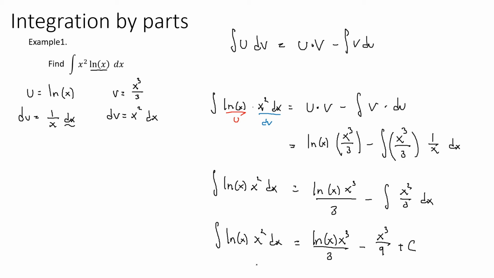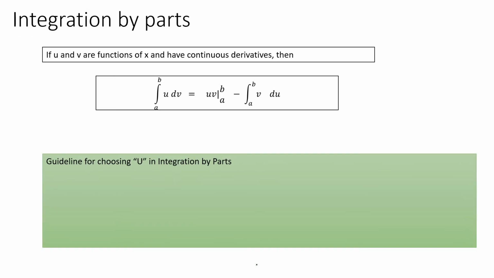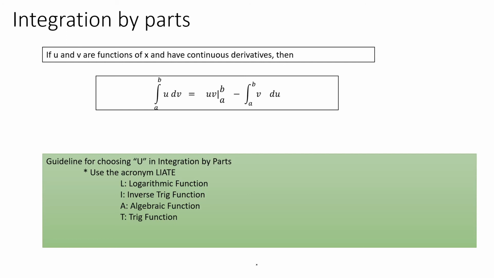So the question I get all the time is, how do you know what to choose your u as and what to choose your dv as? There is a little trick to that, so let's take a look at that. So the guideline of choosing your u in integration by parts, you could use an acronym called LIATE. L stands for logarithmic function, I stands for inverse trig function, A stands for algebraic function, T stands for trigonometric function, E stands for exponential function. And you could choose your u in the order of the acronym.